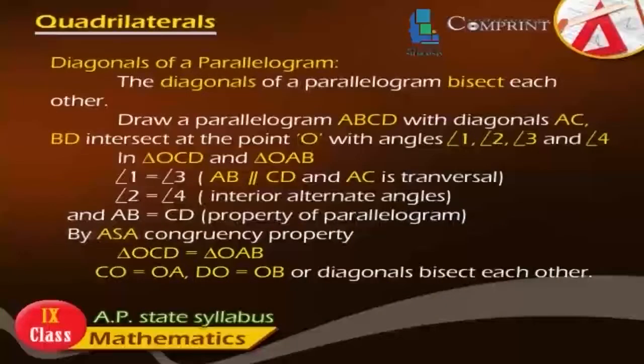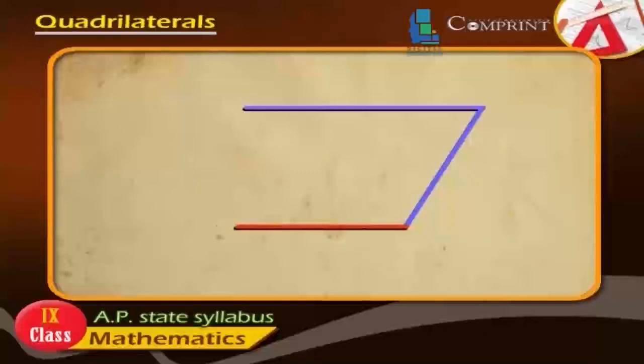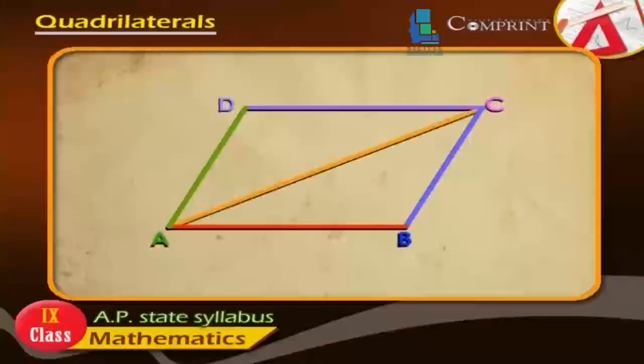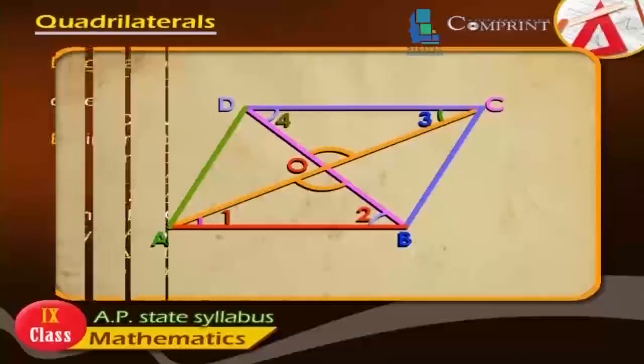Diagonals of a parallelogram. The diagonals of a parallelogram bisect each other. Draw a parallelogram ABCD with diagonals AC and BD intersecting at the point O with angles angle 1, angle 2, angle 3 and angle 4.